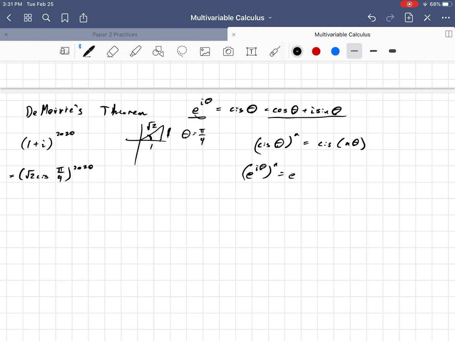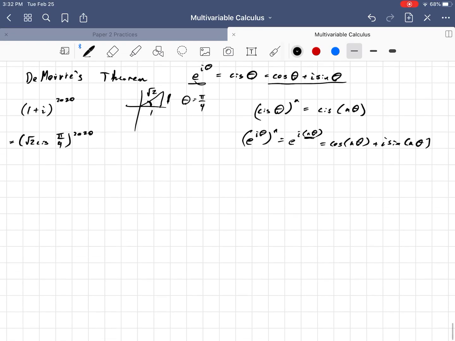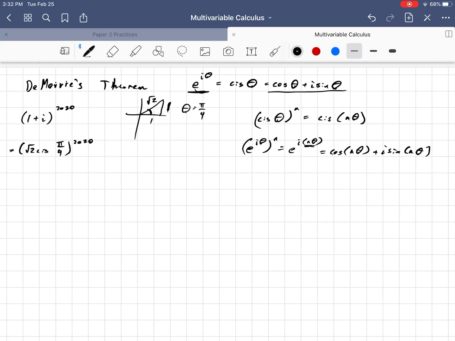E to the I theta to the n is e to the I times n theta. So now the angle, instead of theta, it's n theta. So we get cosine of n theta plus I times the sine of n theta. So it's a property of exponents that is why DeMoivre's theorem is actually true.